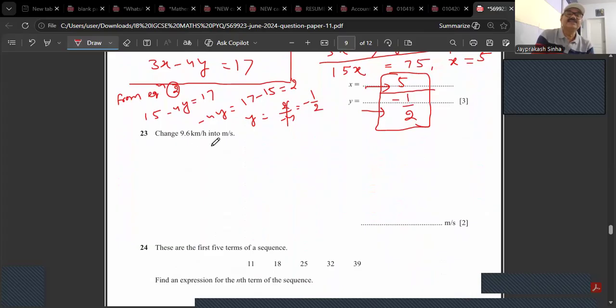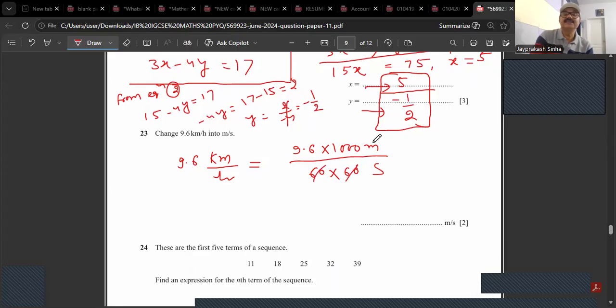Okay. Change 9.6 kilometers per hour into meters per second. So I'll write here 9.6 kilometers per hour. In 1 kilometer, how many meters? 1,000. So 1,000 meters upon, in 1 hour, how many seconds? In 1 hour, 60 minutes, and in 1 minute, 60 seconds. So 60 into 60 seconds. Now 2 zeros will be cancelled.